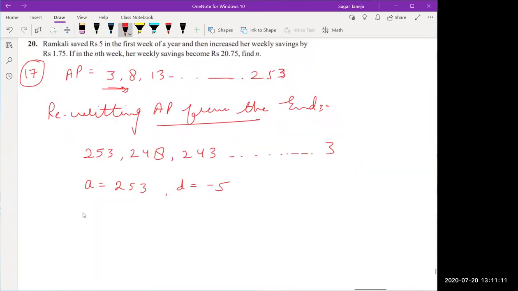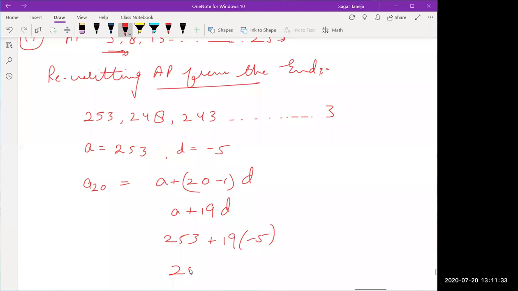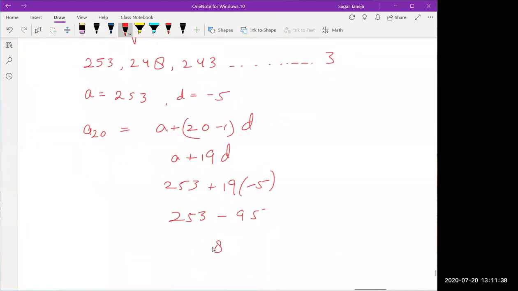Now they were asking for the 20th term from the last. Now we have written the AP from the last only. It means they are asking now for the 20th term. So the 20th term is a plus 20 minus 1 d. That will be a plus 19d, where a is 253 and d is minus 5. So 253 minus 95, that is 158. So the answer is 158. The 20th term from the last is 158.